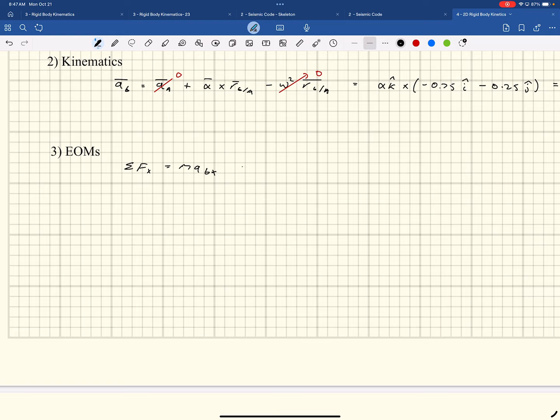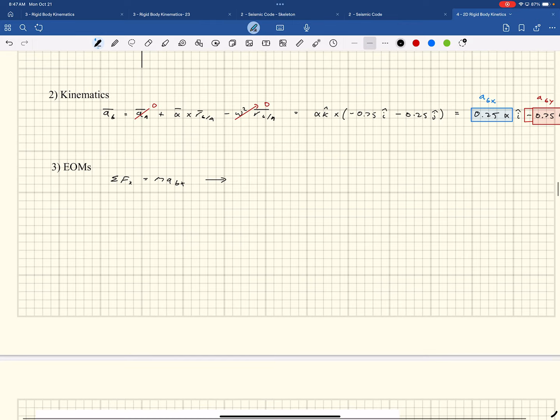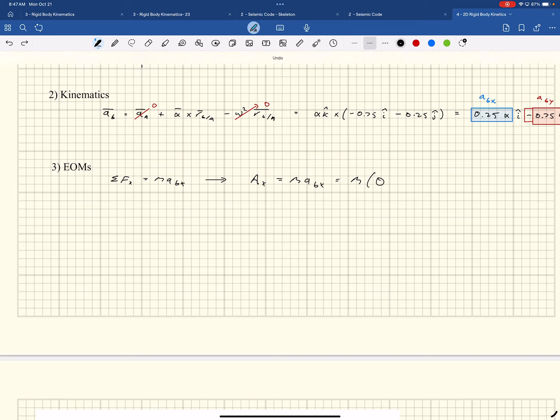So that's good. Right? So then what I do is I look at all my forces in the X direction. So I just come up here and say, what's acting in the X direction? And all I got is AX, that guy right there. So that's what I write here. AX is the only force that I get, and that's equal to M AGX. And we just figured out what that was, and that was just M times 0.25 alpha. Okay, I just figured that out. Right, that's just this right here.